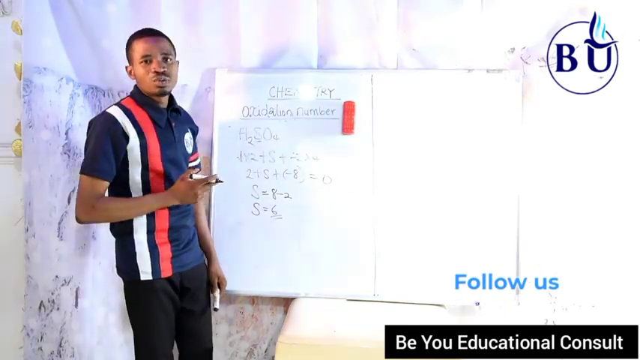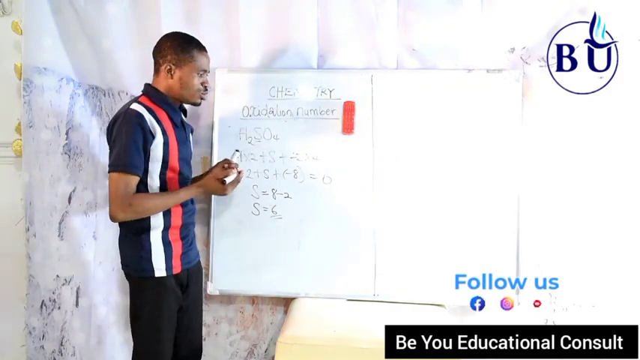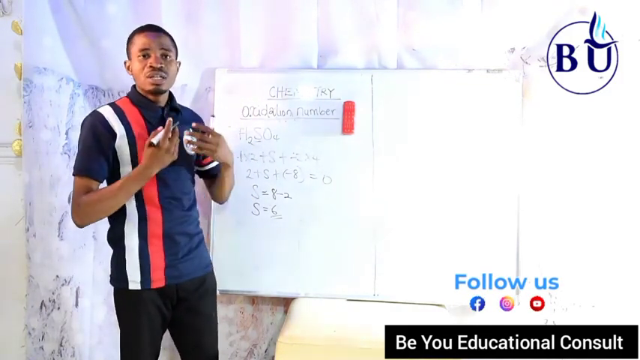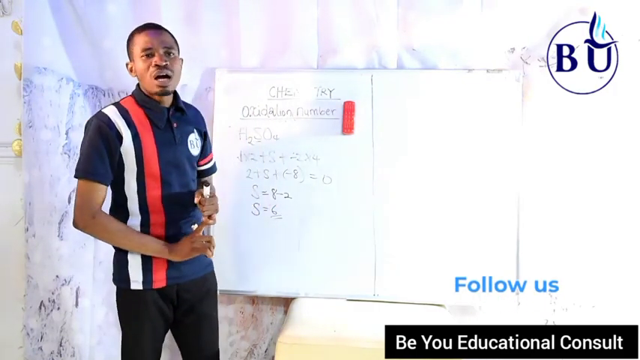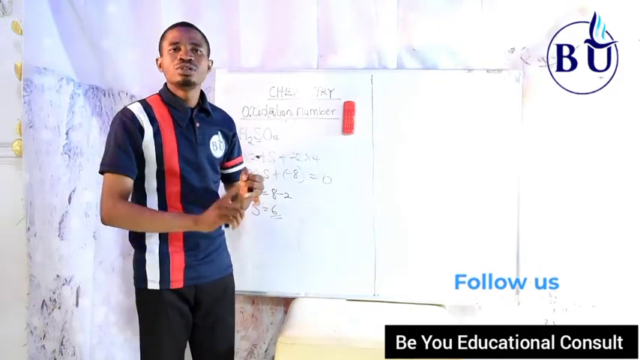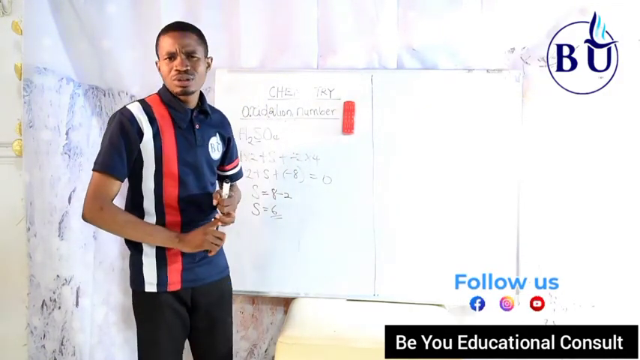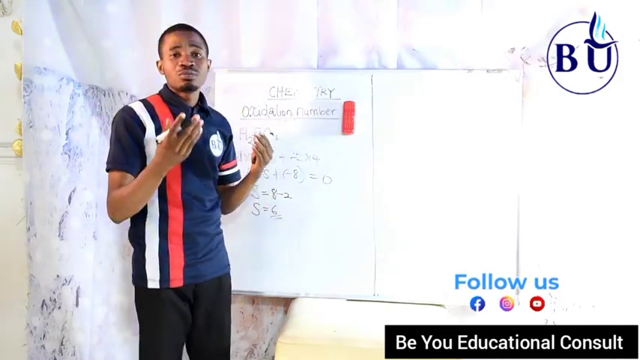Tetraoxosulfate(VI) acid. So I'm also going to tell you other tips on how to find the oxidation number of elements. Elements in group 1 always have their oxidation number as +1, most of them. Elements in group 2 always have their oxidation number as +2. Elements in group 17 always have -1.